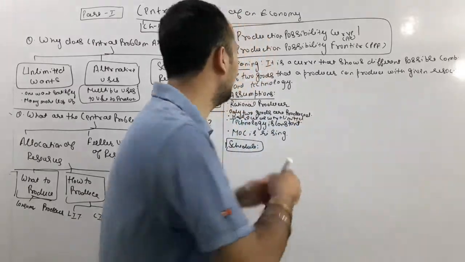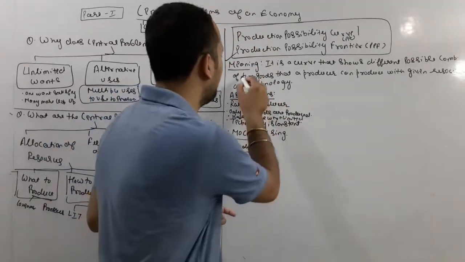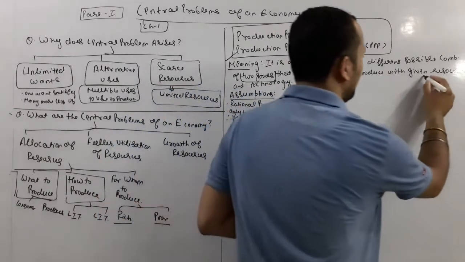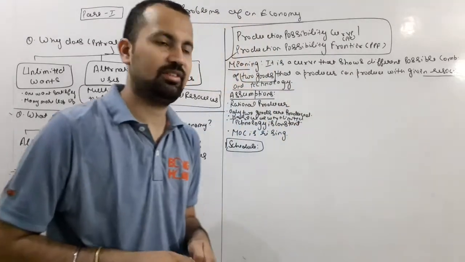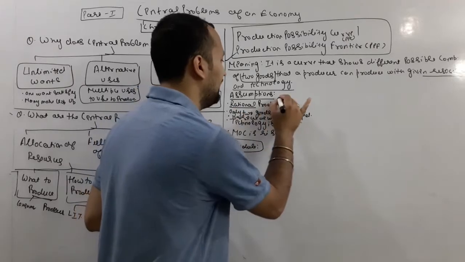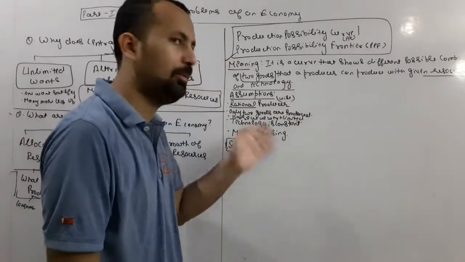First heading, meaning. It is a curve that shows different possible combinations of two goods that a producer can produce with given resources and given technology. Next heading is assumptions. First is rational producer. Rational means wise. The producer is wise here. Only two goods are produced.